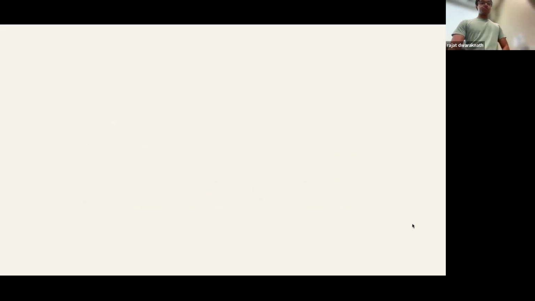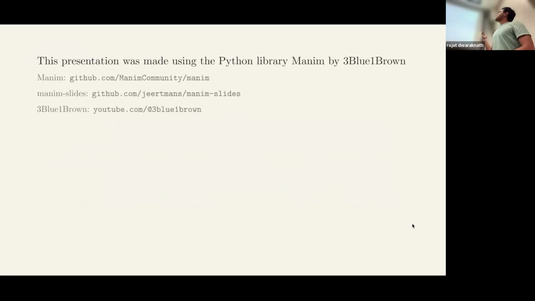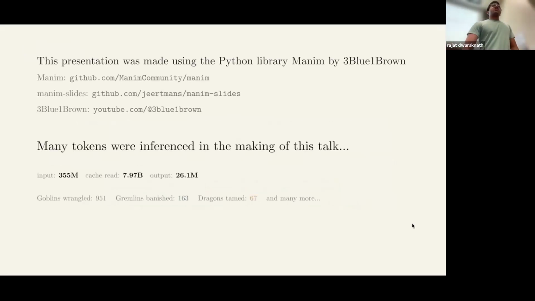All these animations were made using a Python library called Manim by 3Blue1Brown. And then I feel like some of you in this room might be a little concerned that I somehow managed to talk for 1 hour without bringing up AI, but worry not, because a lot of tokens were used in making all of these Python animations.